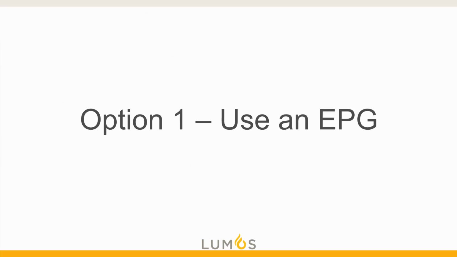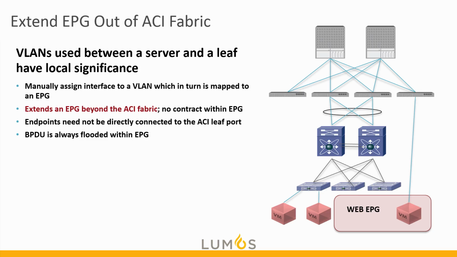So let's take a look at option 1, using an existing EPG. So here we have an example where we have, let's say, a virtual machine that we want to migrate over, or now has already been migrated over to the ACI fabric. It's on a leaf, and we've already created the EPG representation inside the fabric on the APIC, inside a given tenant, and we've tagged it to this particular port.